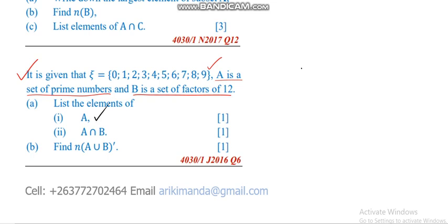List the elements of A. Don't forget, this is question number 6 of the November 2016 maths paper. I'll try to answer this question. We have question number 6A, part 1, which says list the elements of A. So I'll simply say A is equal to... Remember, we've been told that A is a set of prime numbers. So we pick prime numbers from the universal set.